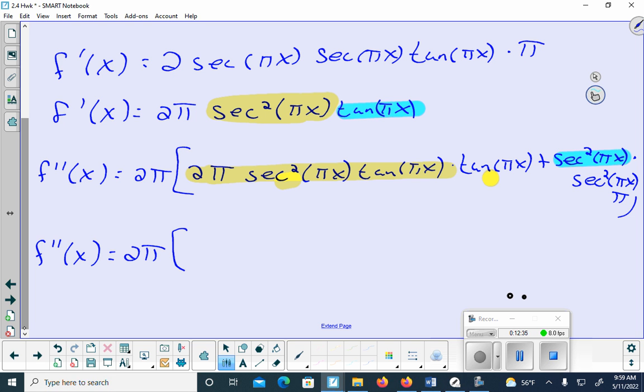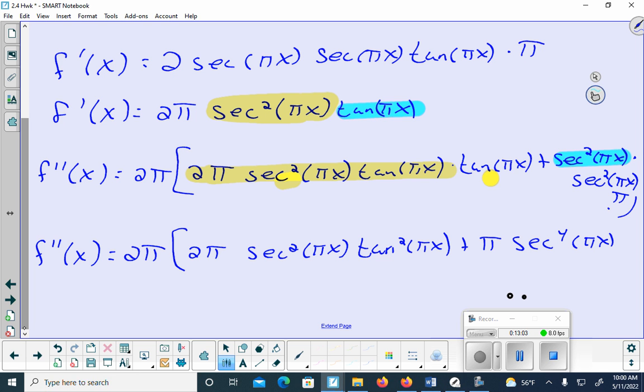All right. So, do we agree? Maybe we don't. I'm going to write 2 pi, and then this will be secant squared pi x. And then the tangent times the tangent will be tangent squared. And then plus, I have this pi here because of the derivative of pi x. And then the secant times the secant will now be secant to the 4th. That just looks so much better, doesn't it? Oh my gosh, no. Come on, people.